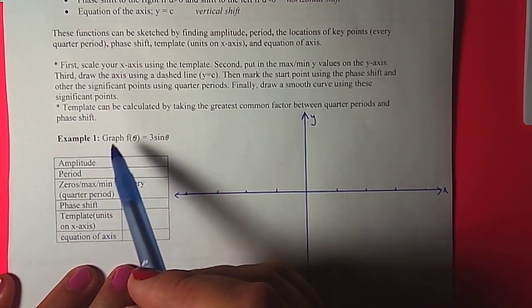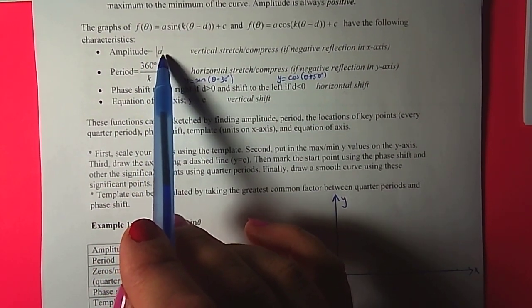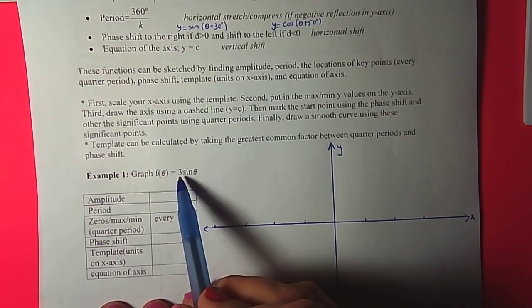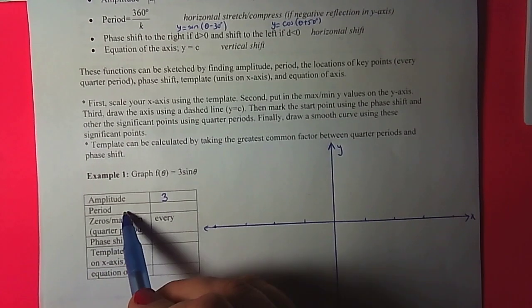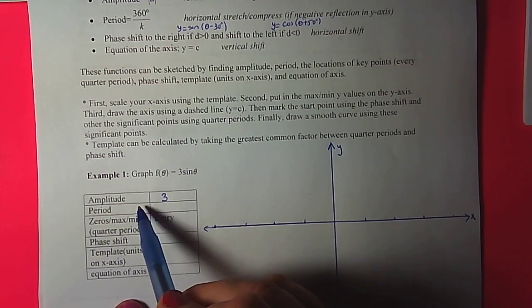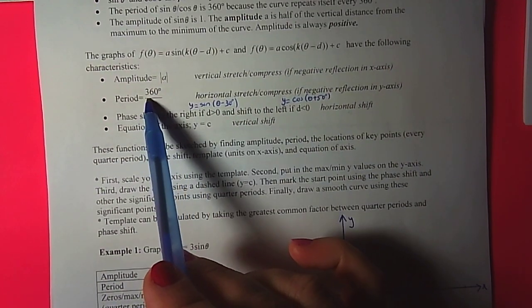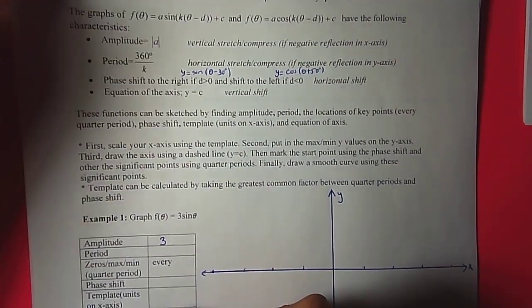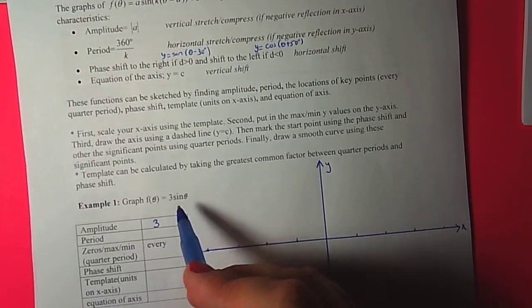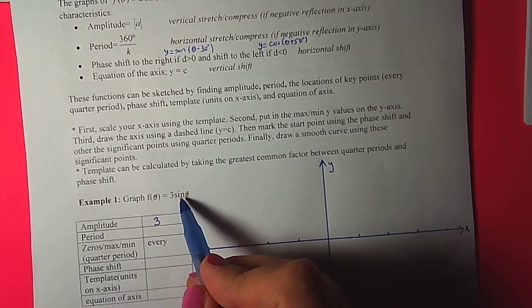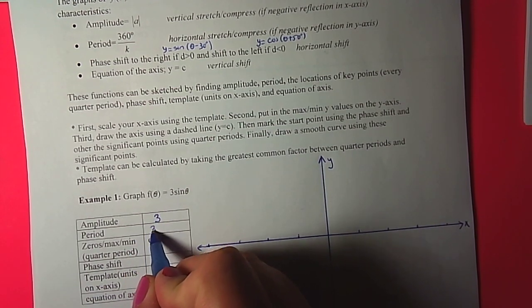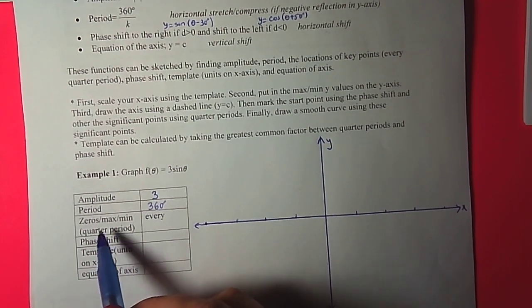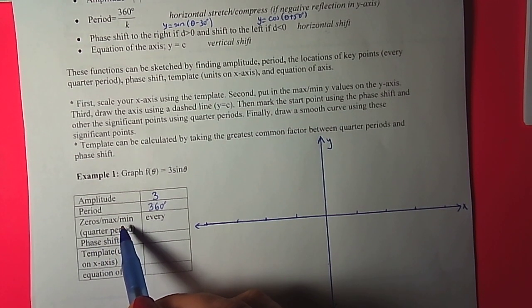So what is the amplitude? We said that is the absolute value of A. So here A is 3, so the absolute value of 3 is still 3. Period. Again, only the k value affects the period. If there is no k value, it means that it is 1, which means the period is still 360. In this case, k is 1, we don't see anything, so the period is still 360 degrees.